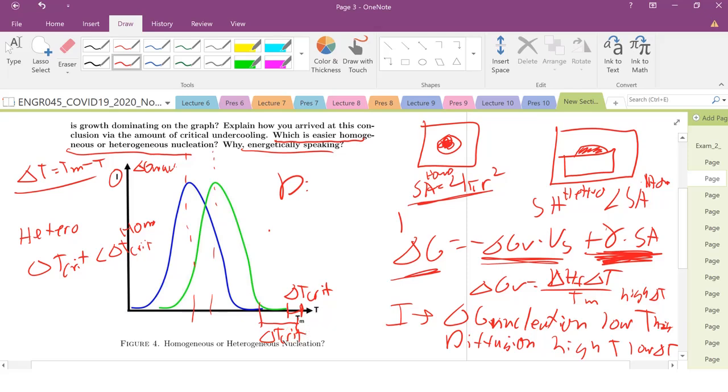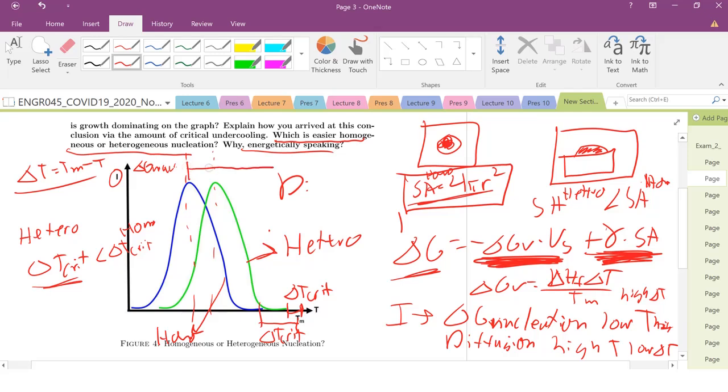So which curve is homogeneous? Which curve is heterogeneous? Well, the delta T crit for the green curve is smaller, so this is hetero, and this is homogeneous. You could also tell by where the peak in this curve is. For the green curve, we hit our maximum nucleation growth rate at much higher temperatures than the blue curve. So again, it's easier to nucleate. For homogeneous nucleation, we're going to need more undercooling because we need to fight against this surface area term. For the heterogeneous case, we have less surface area, so we don't need as much undercooling. You need this much delta T to hit your maximum, and we only need this much delta T for heterogeneous.